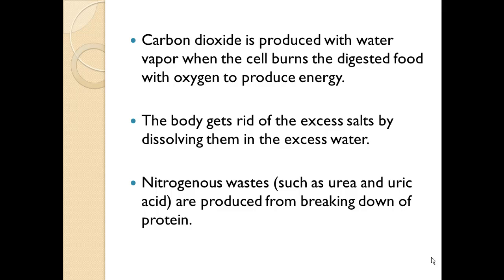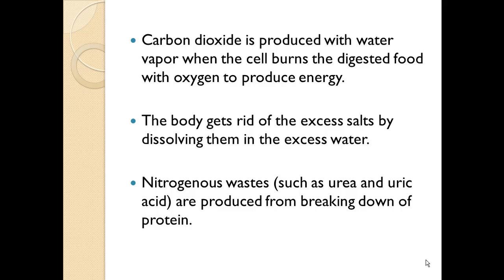So the carbon dioxide is produced with water vapor when the cell burns the digested food with oxygen to produce energy. And this was the definition of respiration that you took last year. Your body cells have oxygen and digested food. The cell takes the oxygen and the digested food to give out energy, and it also gives out carbon dioxide and water vapor.